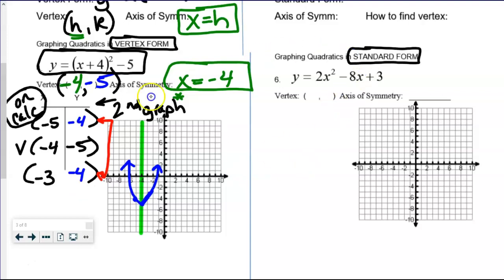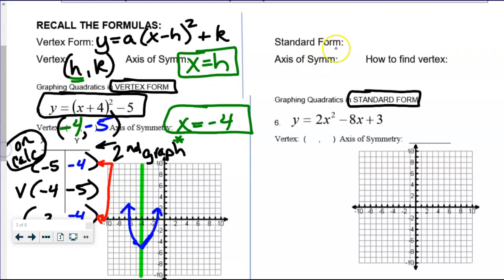Now standard form, nobody likes standard form. It's kind of irritating. Standard form is not very helpful when it comes to finding the vertex. You have to do a little bit of calculation to find the vertex, and it's based in the axis of symmetry formula.